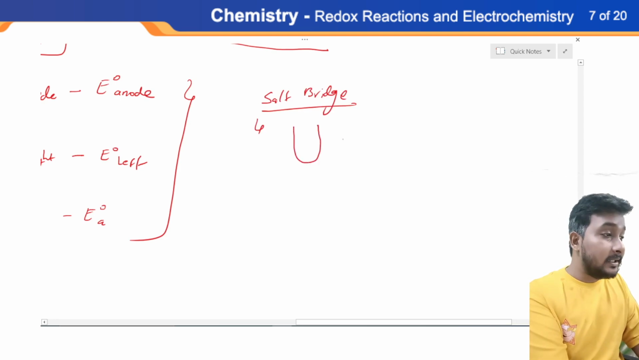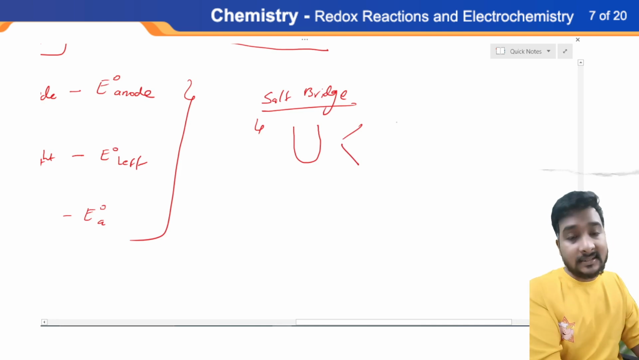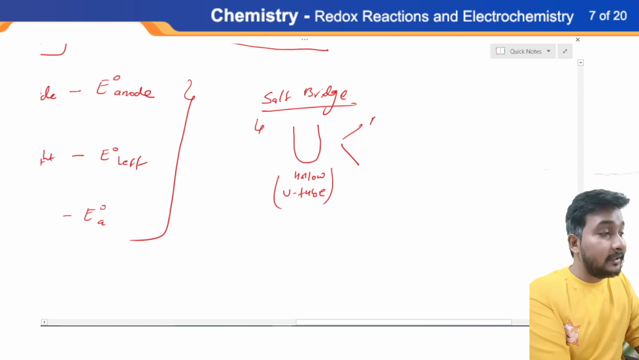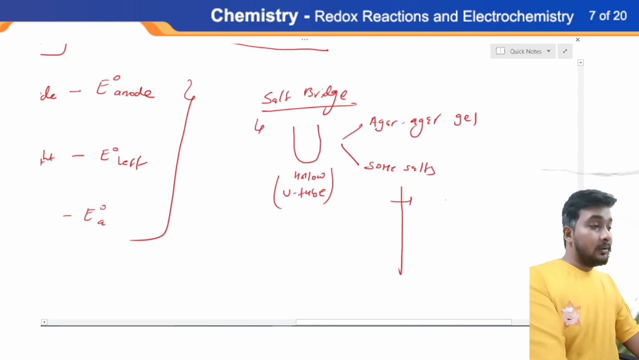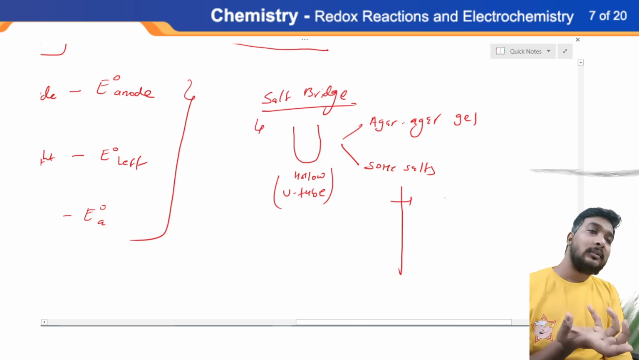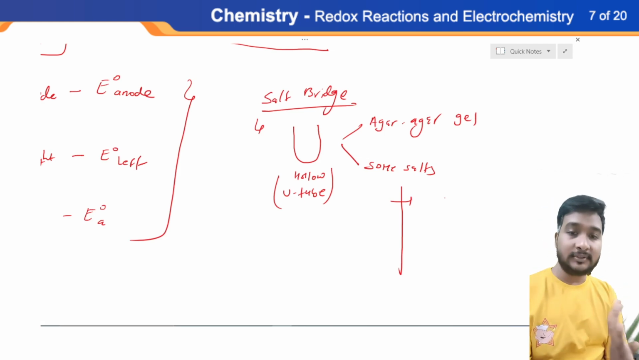It is a U-shaped tube, and this U-shaped tube is made of glass obviously, but what kind of substances are filled in this U-shaped tube? This is a hollow U-shaped tube, and this tube is filled with agar-agar gel and some salts. And which kind of salts we have to use for making this salt bridge? Tell me. All those salts which are electrolytic in nature, or which can produce positive and negative ions in the aqueous solution. We have to use those kinds of salts.